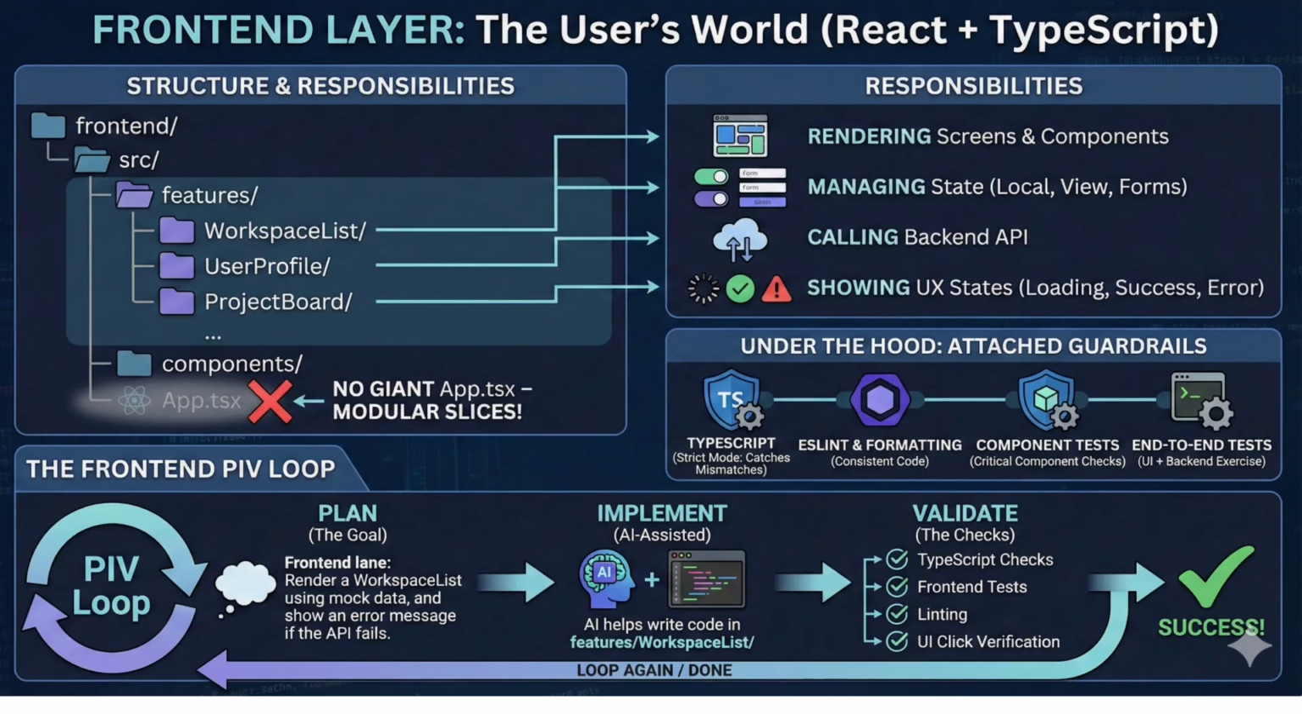Let's start with the front-end layer. This is where the user actually lives. In our Foundations repo, that's a React plus TypeScript application, structured so features live in their own slices instead of one giant app.tsx. The front end is responsible for rendering screens and components, managing local and view state, forms, filters, which tab is active, calling the backend API, showing loading, success, and error states.